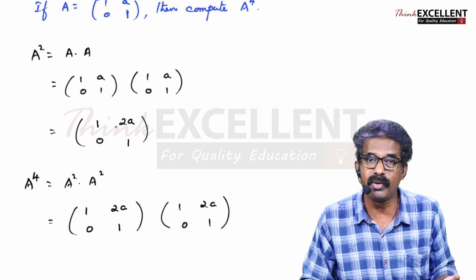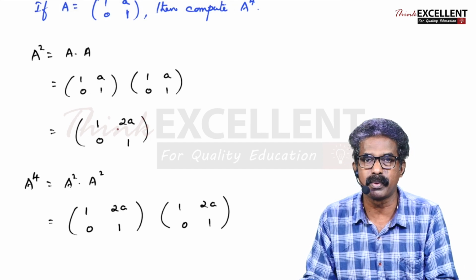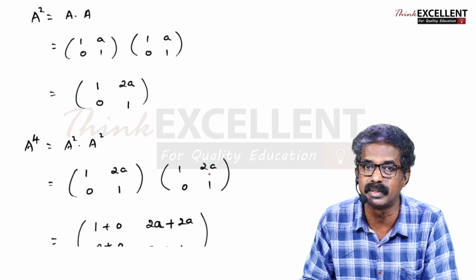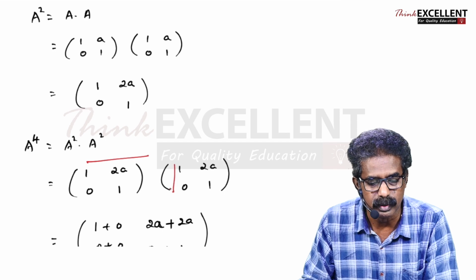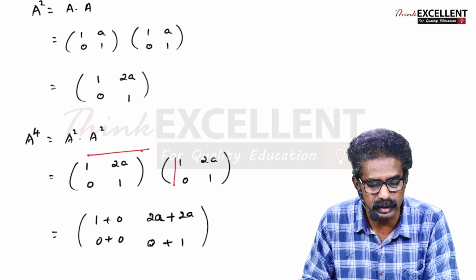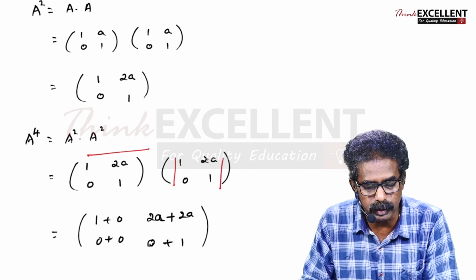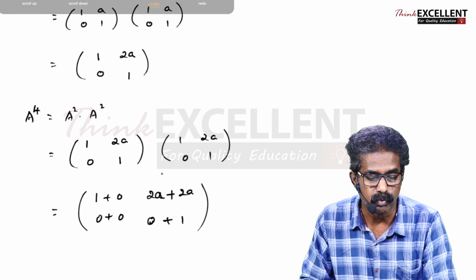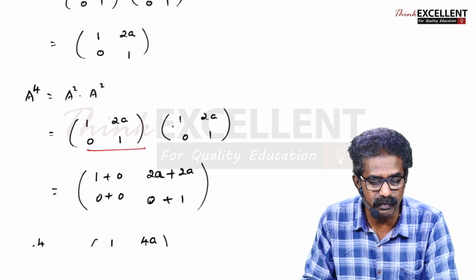We want A raised to 4. So A raised to 4 is A square into A square. So A square already got it. Write that 2 times. Again row by column. 1 into 1, 1, 2A into 0, 0. So 1 plus 0. First row, second column. 1 into 2A, 2A, 2A into 1, 2A. So 2A plus 2A, it is what? 4A, right?